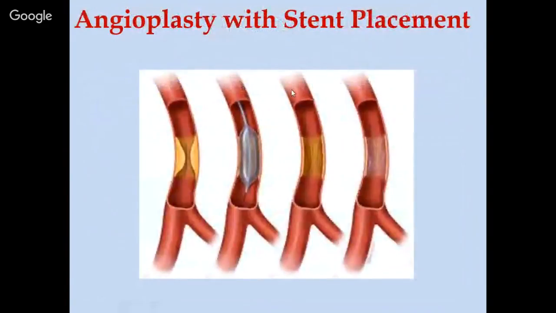So angioplasty with stent placement. So they have this occlusion here. They put the wire in. They blow up the balloon. The balloon holds open the vessel, and then they release the stent that's around the balloon. Then they deflate the balloon and pull it out, and the stent remains.